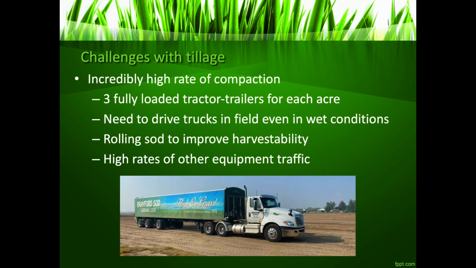Now that you understand the process of tillage and sod production, you can now consider what challenges make the tillage process more difficult. The first challenge is the incredibly high rate of compaction that is inherent in sod production. For every acre of sod, there are 3 fully loaded tractor trailers that must enter the field in order to load and deliver the product. This only becomes worse in wet conditions, when the trucks must enter the field during a state in which the soil is more easily compacted.